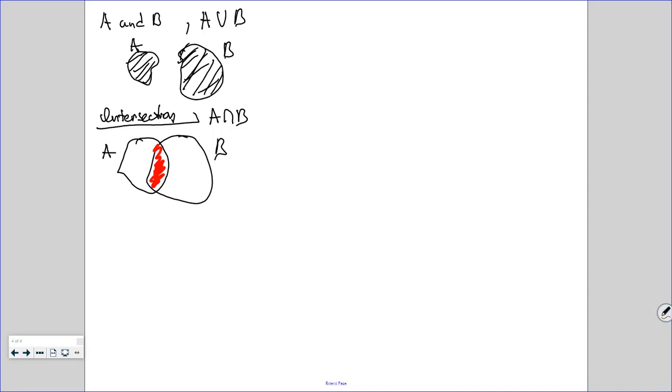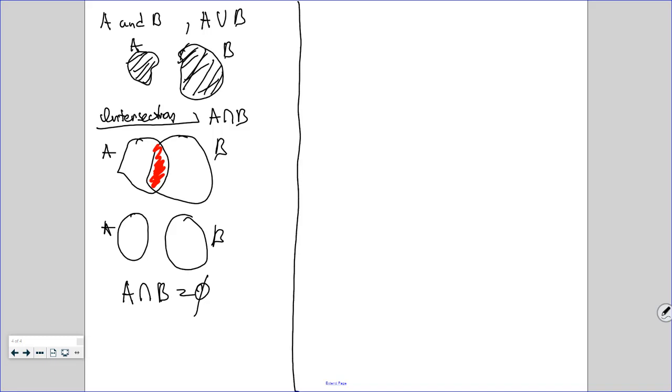When the sets are disjoint, so the sets are disjoint if they don't share any element, you see that the intersection is the empty set. So in other words, two sets are disjoint if A intersection B is the empty set.